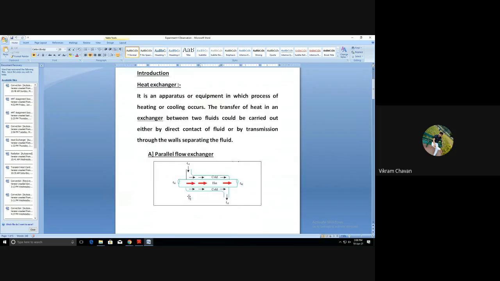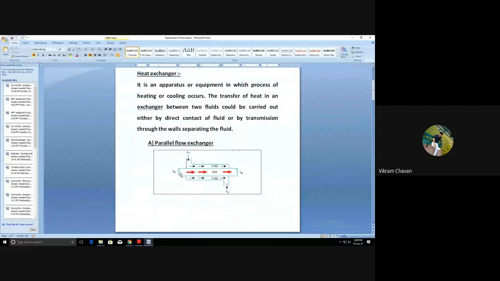So what is meant by parallel flow heat exchanger? If you see this particular diagram, you'll understand what is meant by parallel flow heat exchanger. In case of a parallel flow heat exchanger, both the fluids enter from the same side of the heat exchanger and they are flowing in the same direction. The hot fluid enters through the small pipe or the inside pipe, and the cold fluid enters in the large pipe, as we are considering the concentric tube heat exchanger or tube and tube heat exchanger.